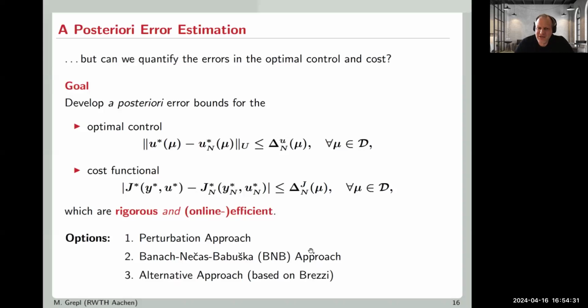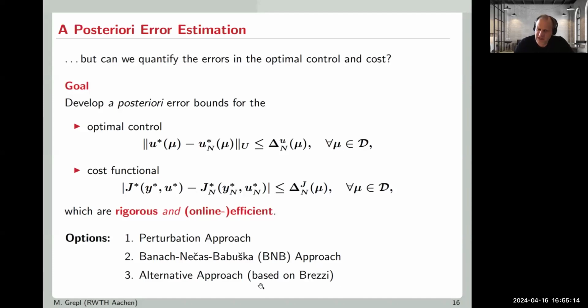The Banach-Nečas-Babuška bound deteriorates, I think, with 1 over lambda. And the best performance for us was this bound based on Brezzi, which basically only deteriorates with 1 over the square root of lambda, if I'm right. Okay. So all of those bounds basically deteriorate if lambda becomes very small. But the best performance that we observed so far for the problems that we looked at was this alternative approach. Again, this is limited to the problems that we looked at.